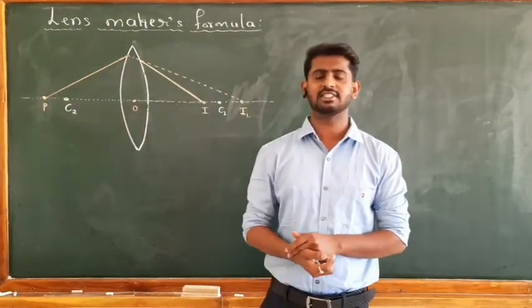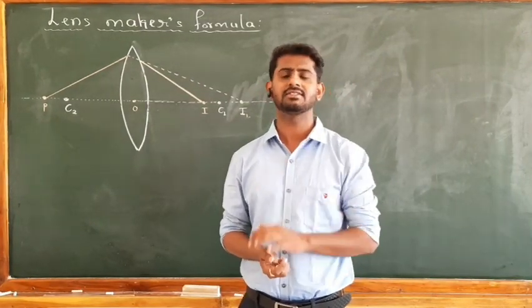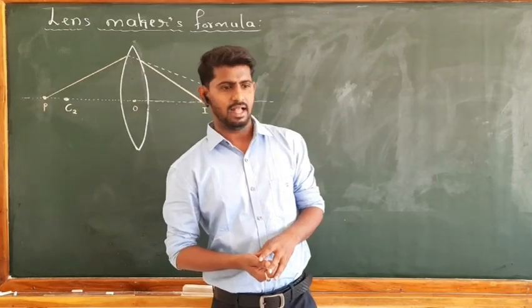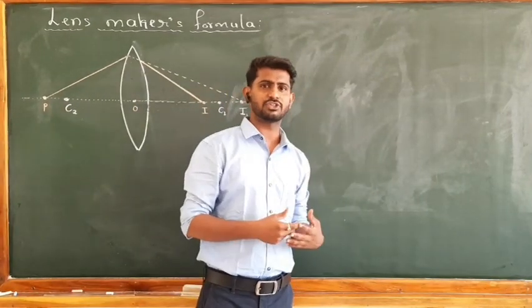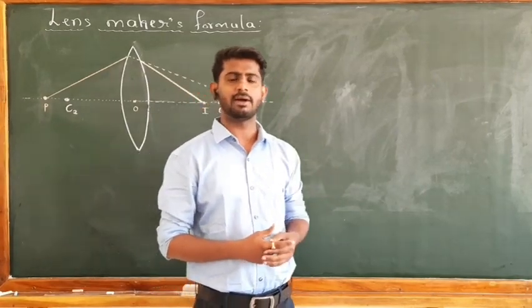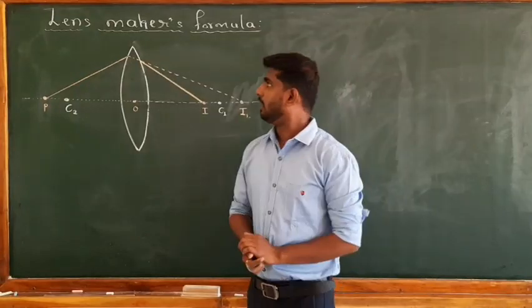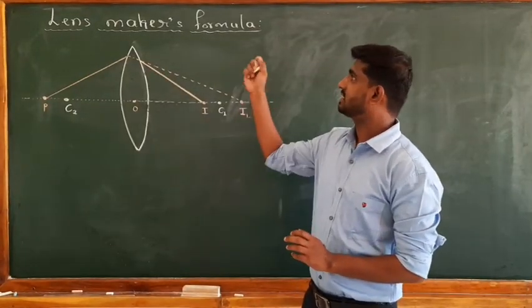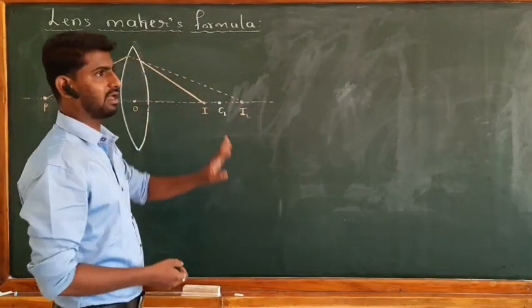In our last class, we discussed the basics of lens, the types of lens, and the ray diagrams, and the estimation of the position of the image by knowing the position of the object. Today, we start the lens maker's formula. See the headline: it is lens maker's formula.